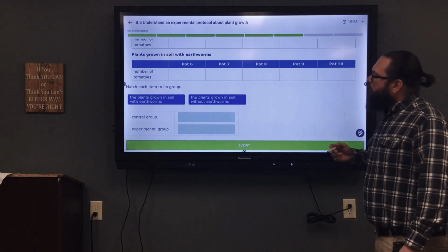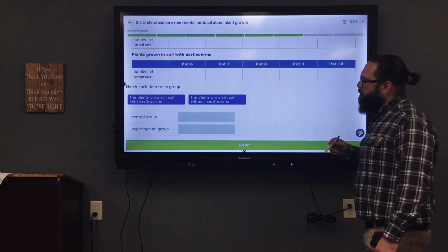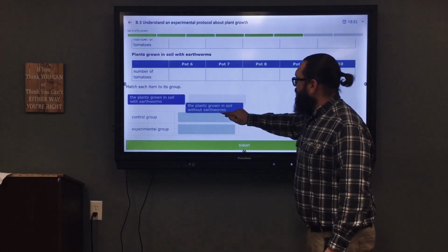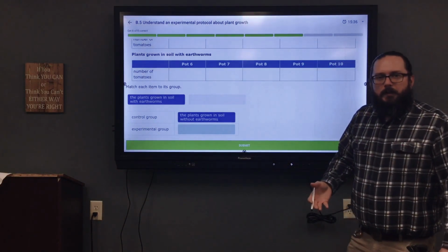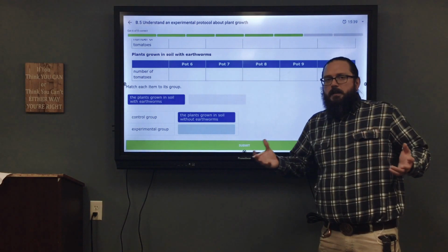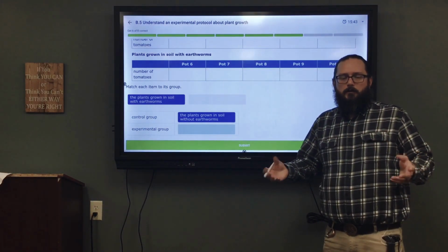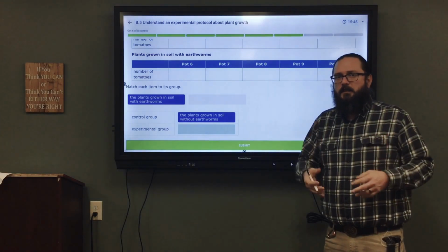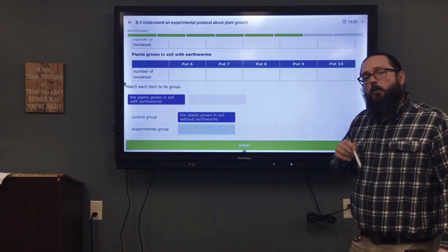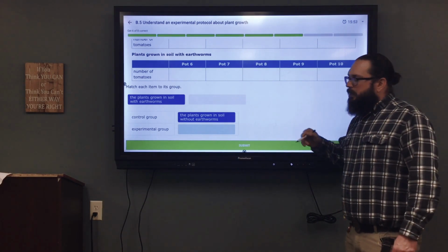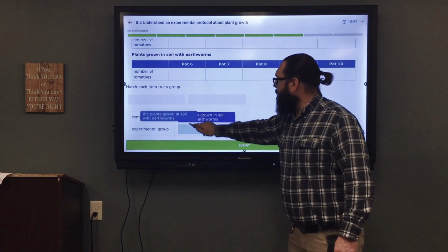So our control group is the plants that are grown in soil without earthworms. Okay? So the reason that is our control group is because we already know that if we do not include the earthworms, the plant's going to grow as long as we keep it watered and keep the sunlight going. What we're experimenting is, will the plant grow more tomatoes if earthworms are present? So that is our experimental group.